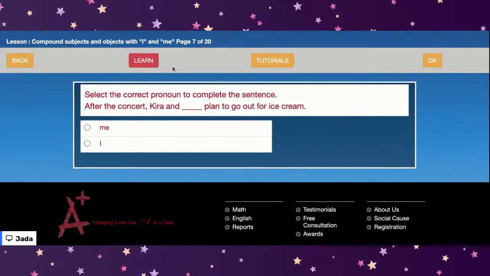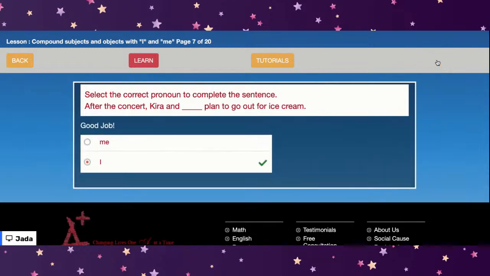After the concert, Kira and Dash plan to go out for ice cream. So Kira and me, or Kira and I. You say I, because you can say "I plan to go out for ice cream." Janet and I love to dance. Good sentence, Ihama. Perfect.